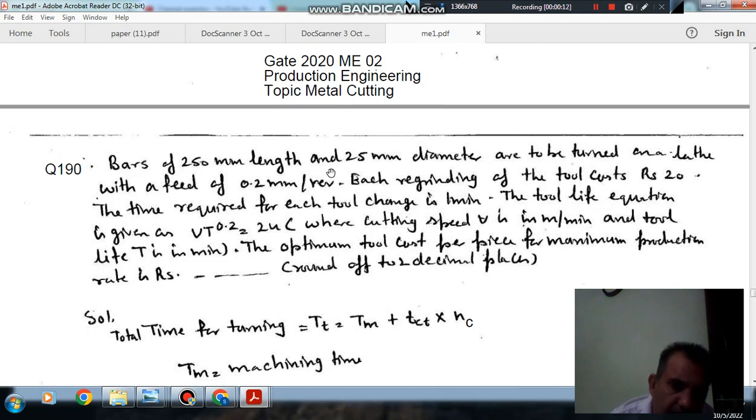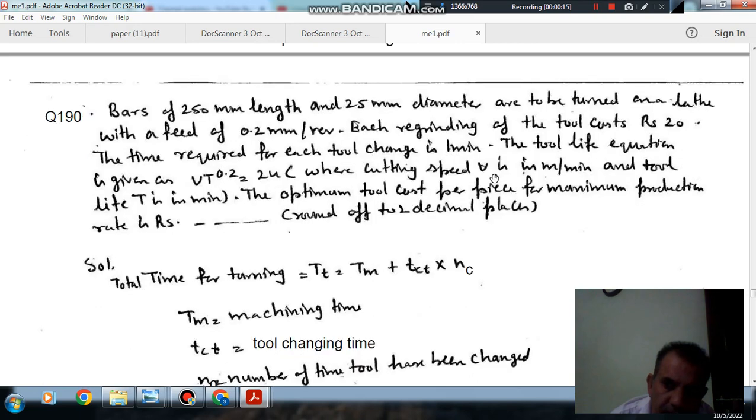Bars of 250 mm length and 25 mm diameter are to be turned on a lathe with a feed of 0.2 mm per revolution. Each regrinding of the tool costs rupees 20. The time required for each tool change is 1 minute. The tool life equation is given as V T^0.2 = 24, where the cutting speed V is in meter per minute and tool life T is in minutes. The optimum tool cost per piece for maximum production rate is rupees dash, rounded up to 2 decimals.